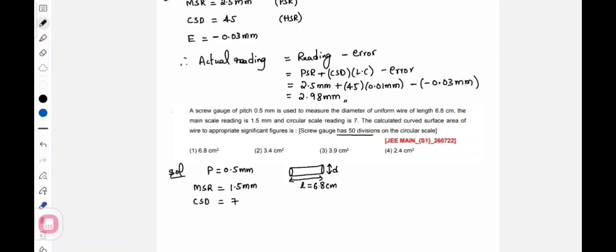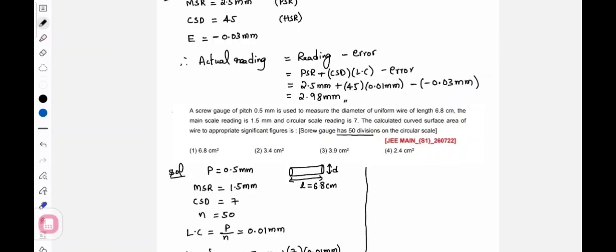The screw gauge has 50 divisions on the circular scale, so N is equal to 50. Again, least count is equal to P by N. On solving, you'll get the same answer as before, 0.01 mm. They didn't mention anything about error. So let's find the diameter, meaning the reading. I'm writing directly 1.5 mm plus 7 into least count 0.01 mm, so we'll get 2.2 mm.